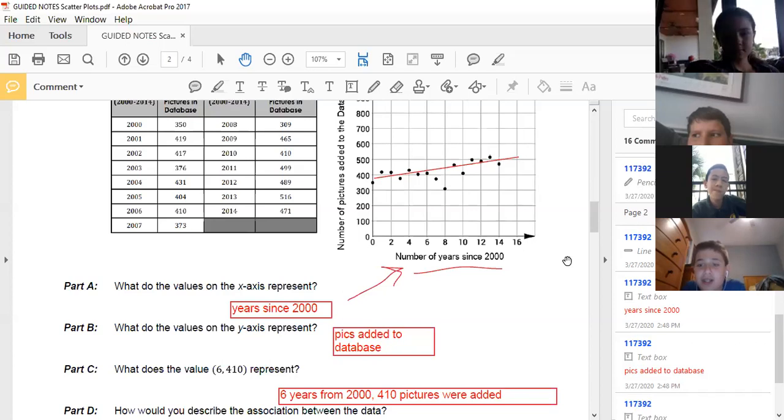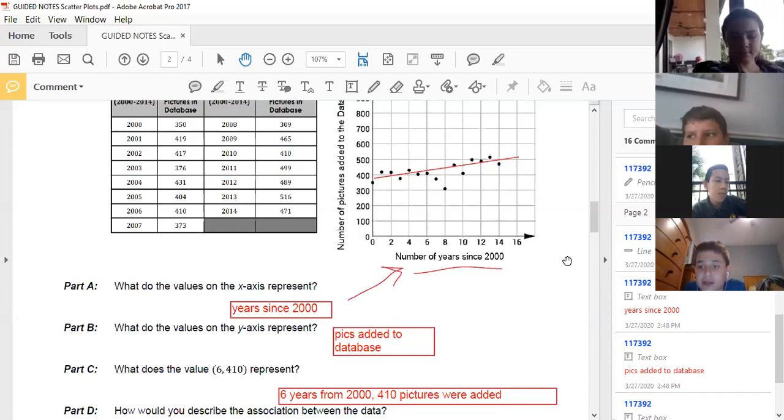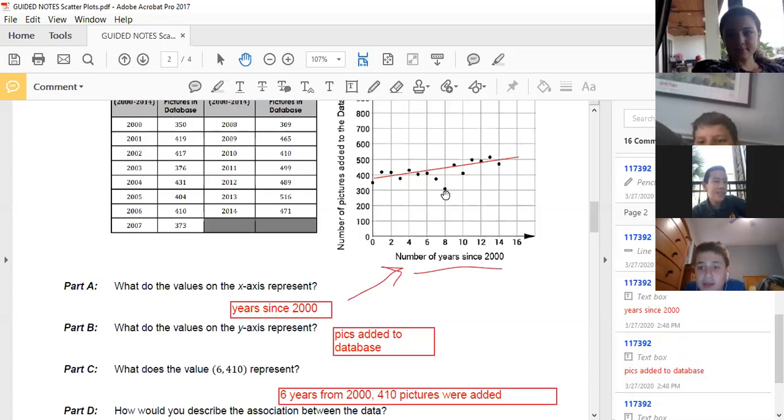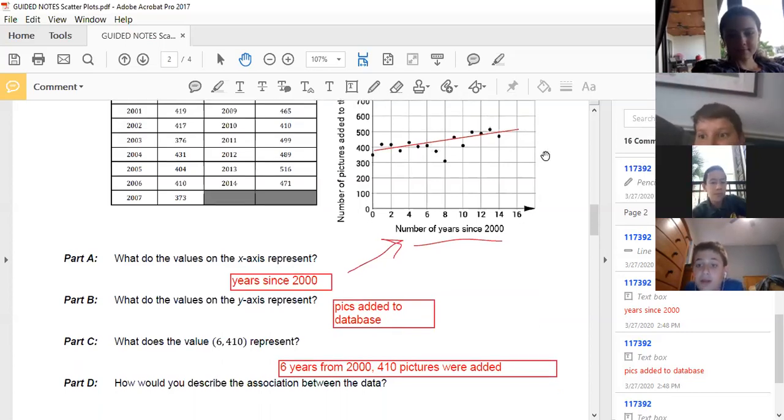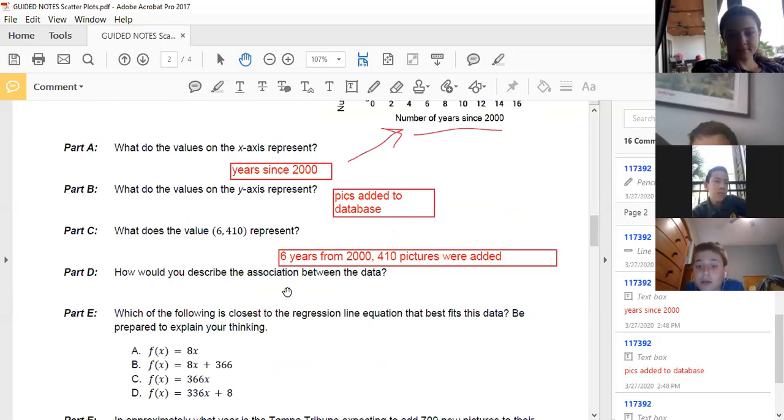Mm-hmm. And the thing about these lines of regression is they're not going to hit every single point. I appreciate the way you said there are some that aren't really fitting, right? I got this weird one way down here. That's what we call an outlier, right? But most of them are around this line of regression, and it is going up. So we would say this is a positive association, definitely, okay?